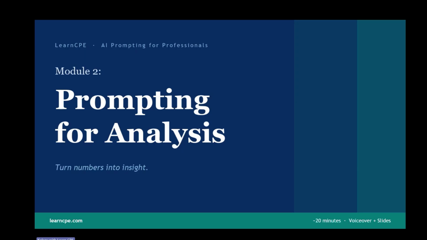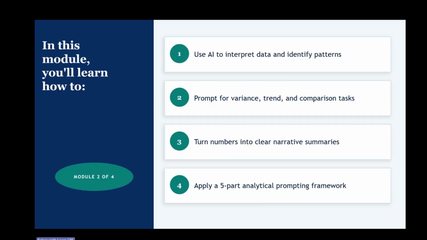This is Module 2, Prompting for Analysis. In the last module, we focused on writing: summaries, emails, memos, and drafts. Now we're shifting gears. This module is about data, specifically how to use AI to make sense of numbers, spot patterns, and turn raw figures into clear, usable insight. Whether you're looking at financial statements, comparing periods, or trying to explain a budget variance to a client, AI can help you work faster and communicate more clearly. So let's get into it.